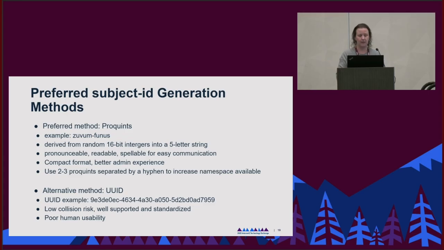The alternative method that we did talk about last year is still UUID. You can see the difference between the prefix for the UUID versus the ProQuint, and how much more usable, readable those are. UUIDs have a low collision risk. They are well supported and standardized, but they do have poor human usability. With ProQuints, there are generators out there that will do that for you. They're just not as standard out there as UUID is today.